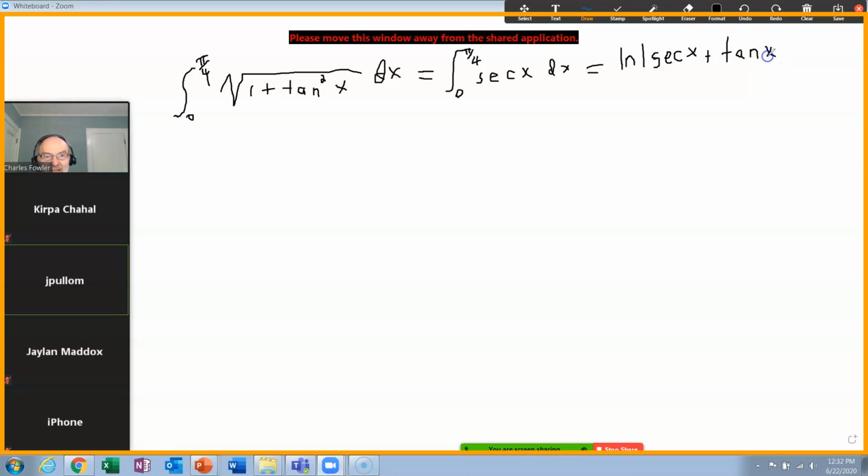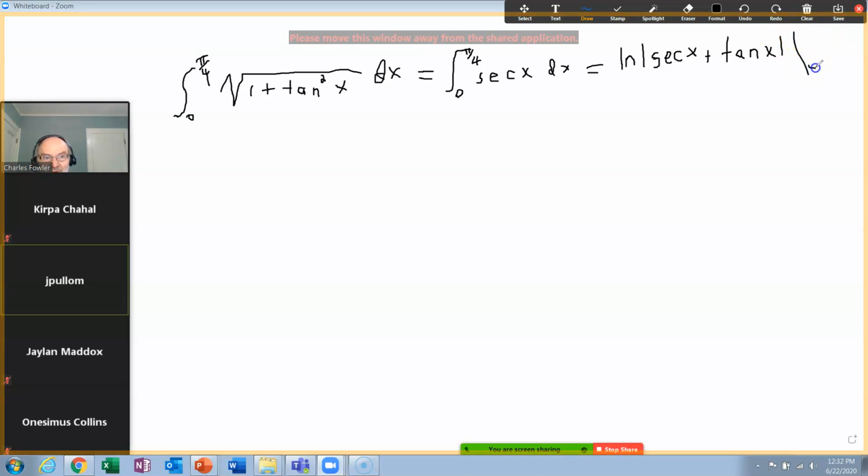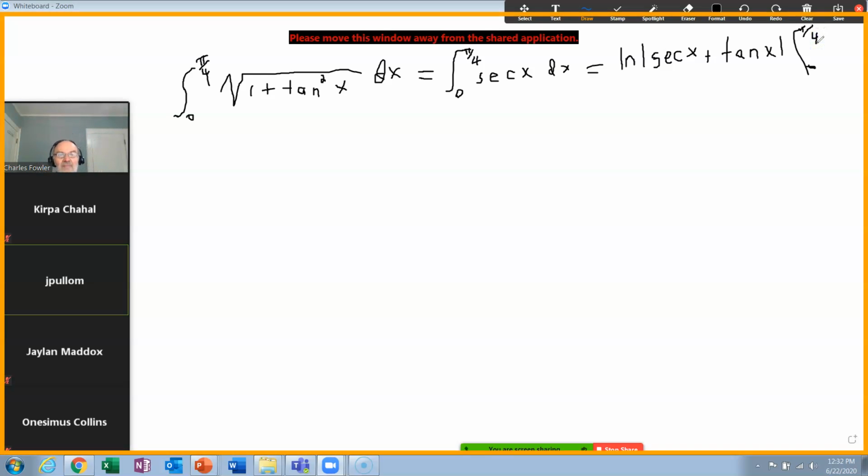Okay. Now, we don't need to do the plus c here because we have limits of integration. So this is going from 0 to pi fourths. Can't go to pi halves because neither secant nor tangent is defined there. But they both will go to pi fourths with no problem at all. Okay? Now, between 0 and pi fourths, secant x is positive, tangent x is positive, so you could have lost the absolute value signs because the sum of two positive numbers has to be positive.